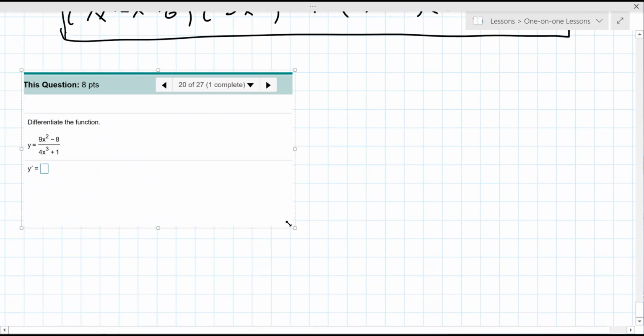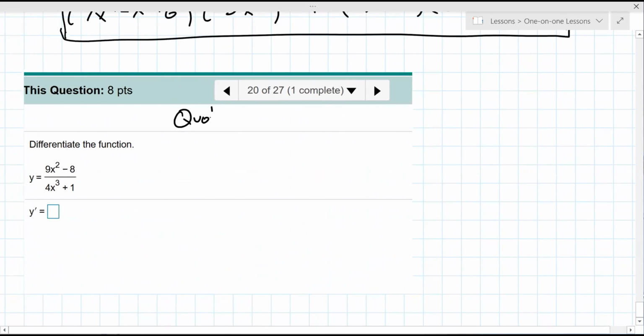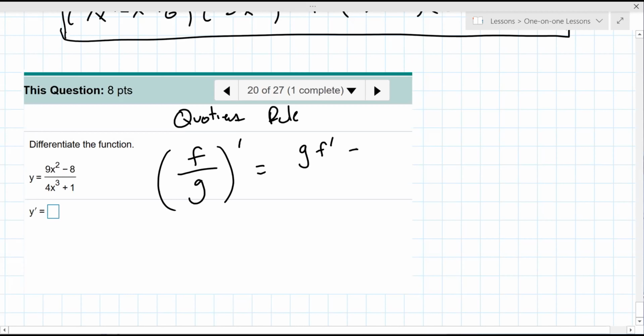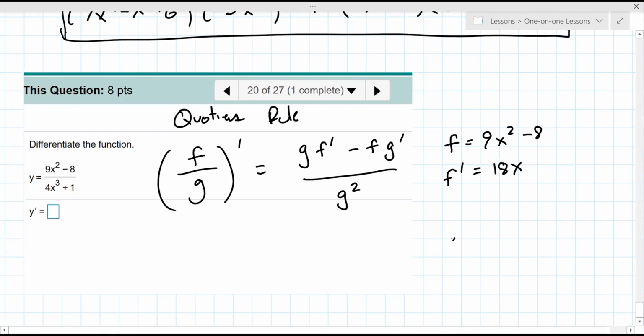And the quotient rule is a different rule. So the quotient rule says if you have f divided by g, the derivative is, and again, I prefer it in words, the bottom times the derivative of the top minus the top times the derivative of the bottom over the bottom squared. So what is good to do is to take these individually and find the derivative. G is 4x cubed plus 1. What's the derivative of g? Derivative of g would be 12x squared.